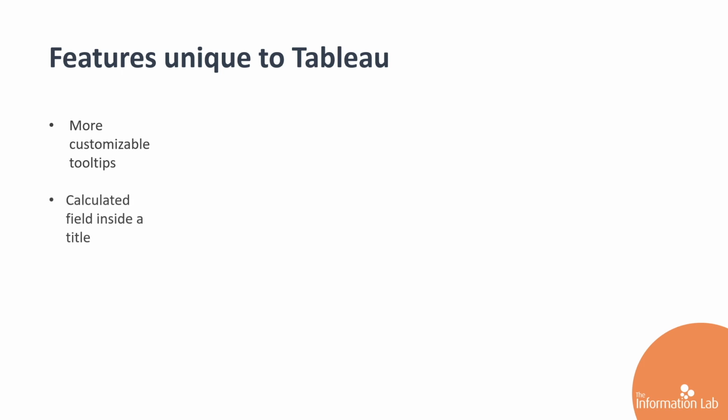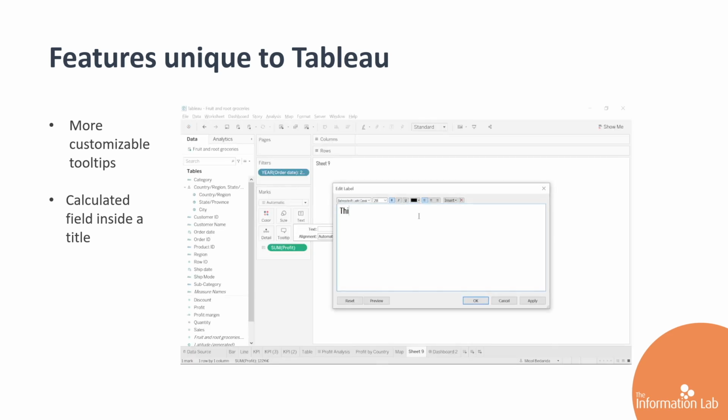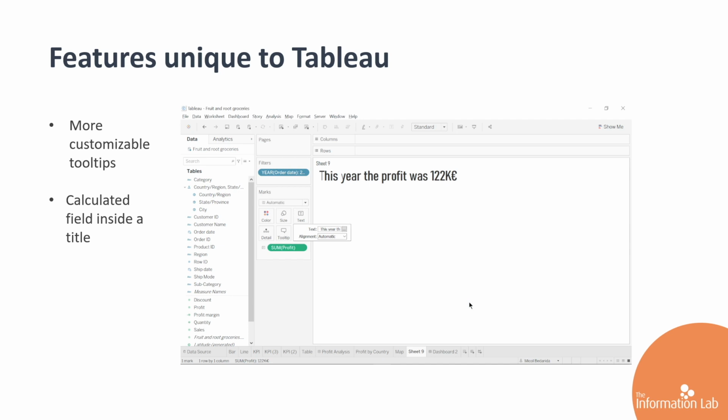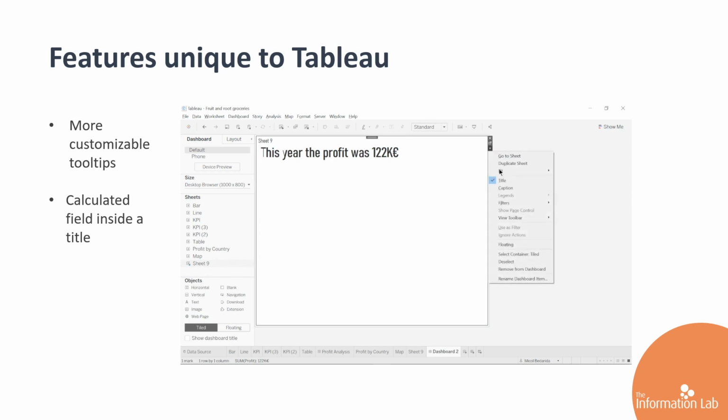Another great feature of Tableau is that it allows you to insert calculated fields inside of texts and titles. So for example, I can write, "this year the profit was," and then insert the sum of profit. And the text seamlessly transitions from a text to a number, which changes dynamically based on filters applied to the dashboard.